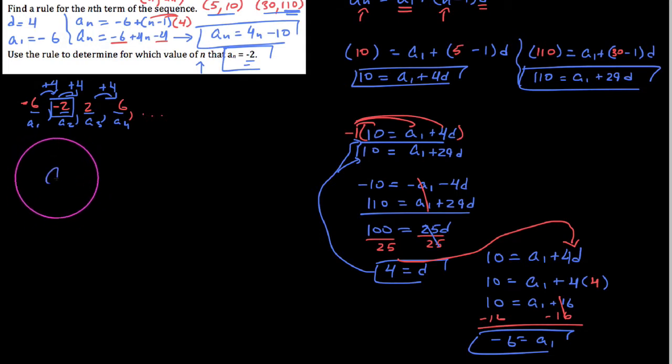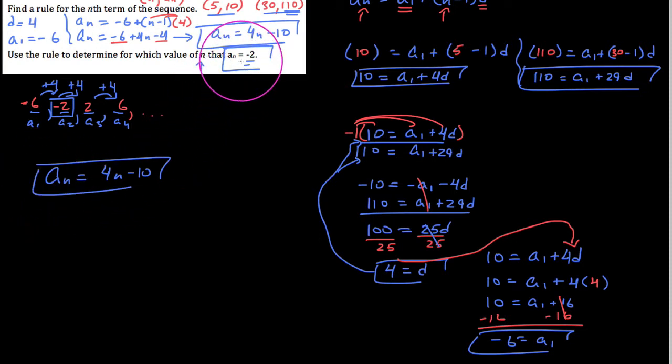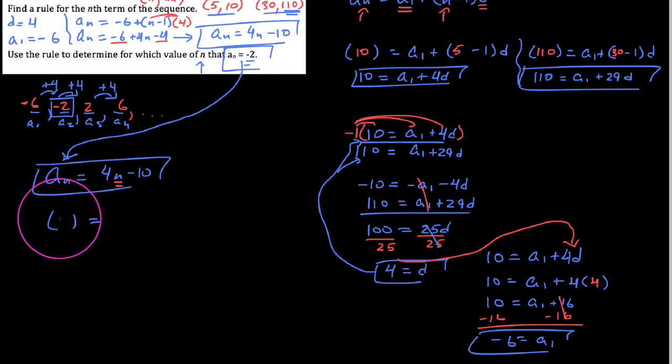What we want to do now is use this rule, 4n minus 10, which would find any term in this sequence, and plug this an value in for an and work backwards to determine what term that would have to be in the sequence. So here we have an equal to negative 2. When our term has a value of negative 2, we're asking what must this term be in the sequence? So let's solve this.